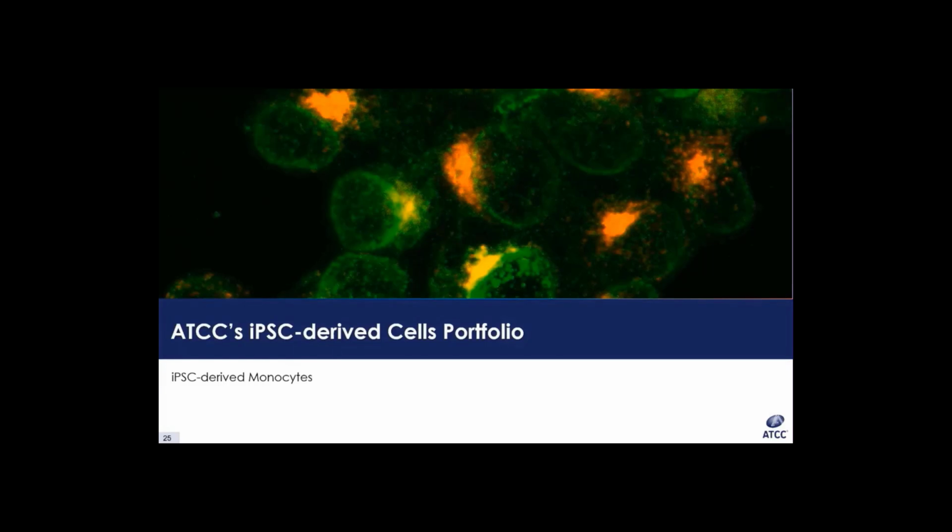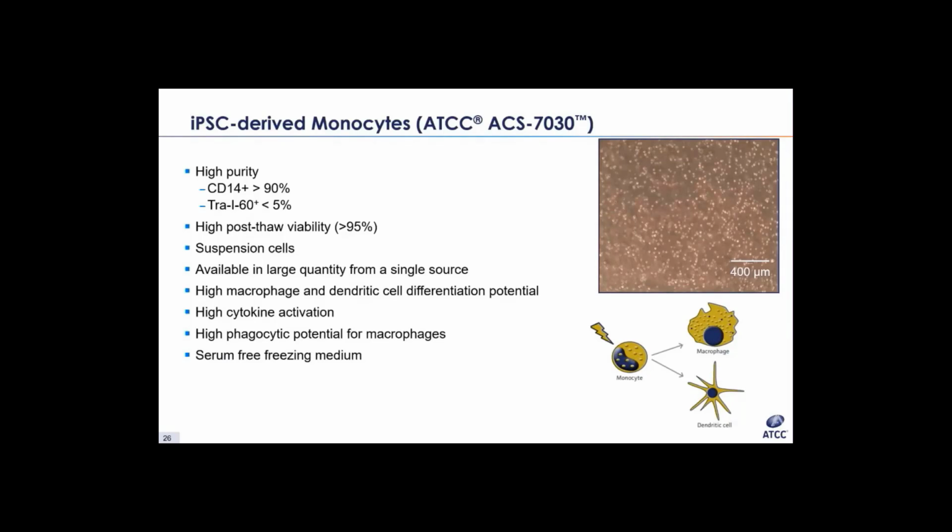Here's the final product that we offer, the iPSC-derived monocytes. ATCC product number ACS-7030. These cells are derived from ATCC's iPSC foreskin fibroblasts. Like the other iPSC-derived lines, they have a high purity and post-thaw viability. We see greater than 90% of the cells to be CD14 positive. Like the other iPSC-derived cells, production lots derived from a single clonal source provide for limited lot-to-lot variability.